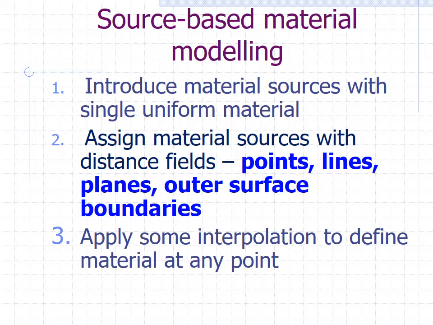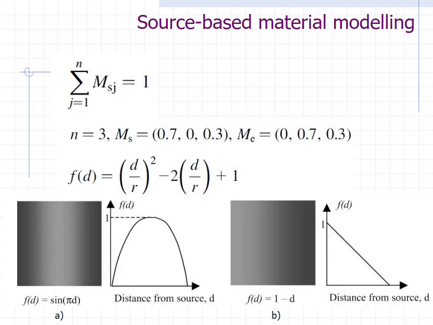In this method, material sources with single uniform material are introduced. These material sources are assigned with distance fields such as points, lines, or outer surface boundaries, and apply some interpolation to define material at any point. In material grading, the material composition of an object varies from one end composition to another, which are stored in the material composition arrays MS and ME. Both ends connect by the material grading function. MSG is the ith element of the material composition. The sum of all elements of material composition is equal to 1.